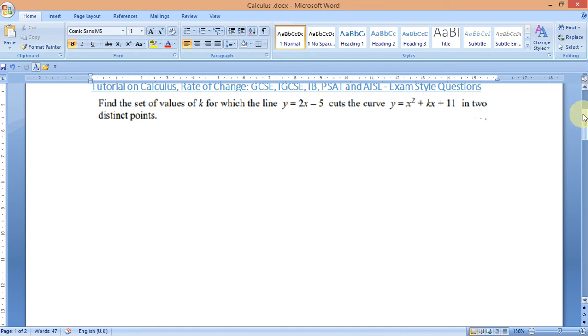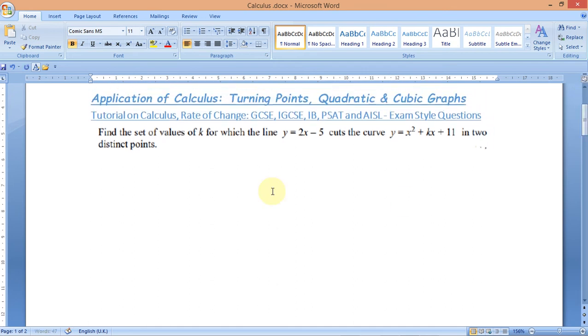So this question says: find the set of values of k for which the line y equals 2x minus 5 cuts the curve y equals x squared plus kx plus 11 in 2 distinct points.